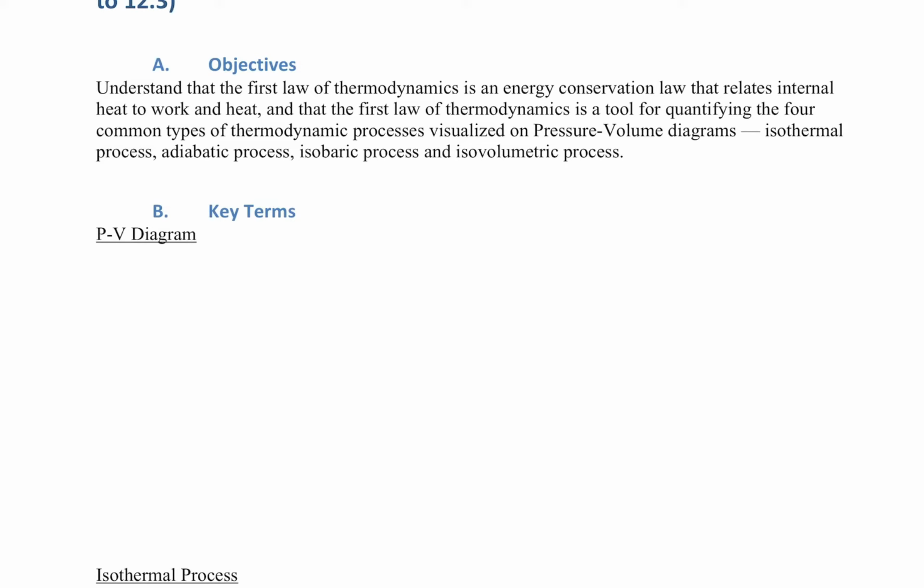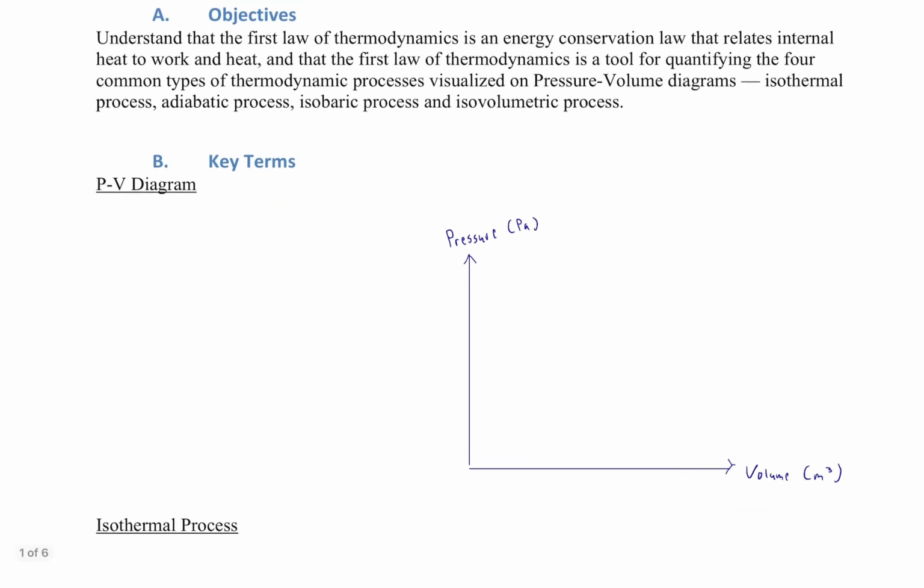All right, now the PV diagram is this. It's really a graph. It's pressure as a function of volume. That's the P and the V, pressure and volume. Okay, so that's it. It's simply a two-dimensional graph. Now, one big thing we're going to consider with the PV diagram are a few very common and characteristic processes that are represented on the PV diagram.